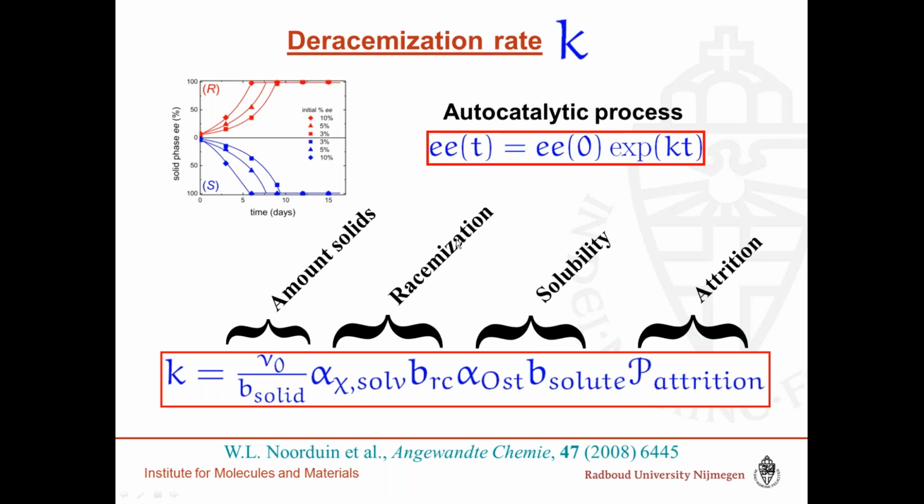If you increase the racemization rate, the process will also have a higher deracemization rate. Same for solubility. Higher solubility means a higher frequency exchange of monomers between solution and crystals, and again you get a higher rate. And also the attrition, and that's one of the most important ones, for a higher attrition. So if you grind them more intensively, then you get a higher deracemization rate.